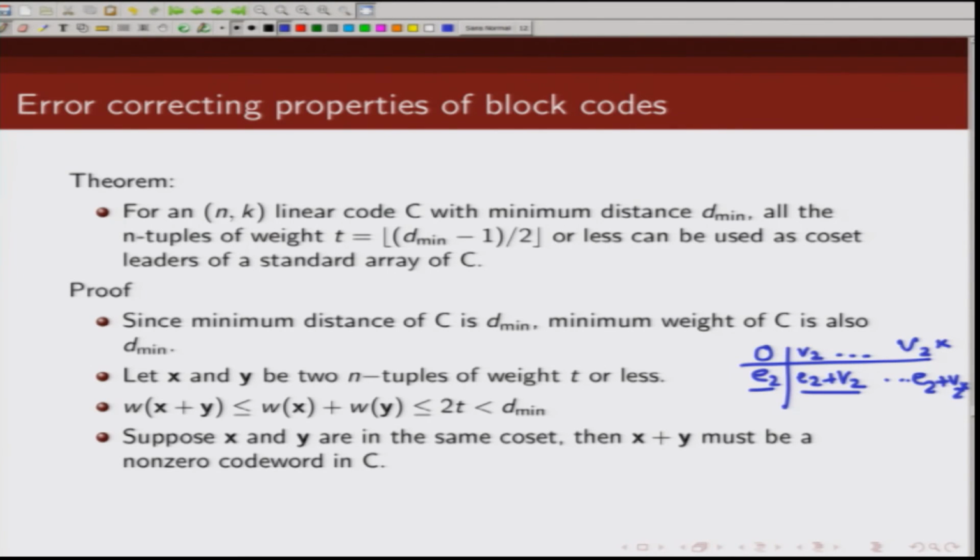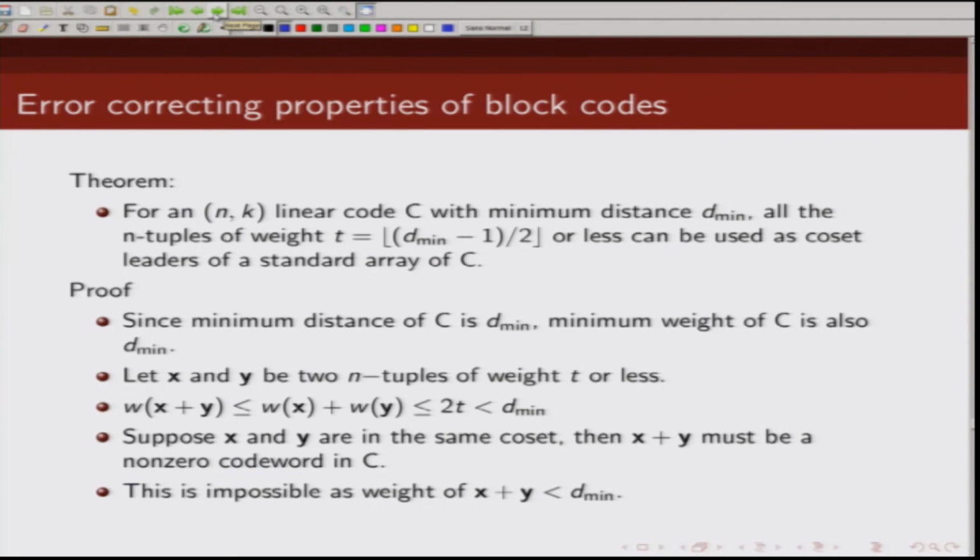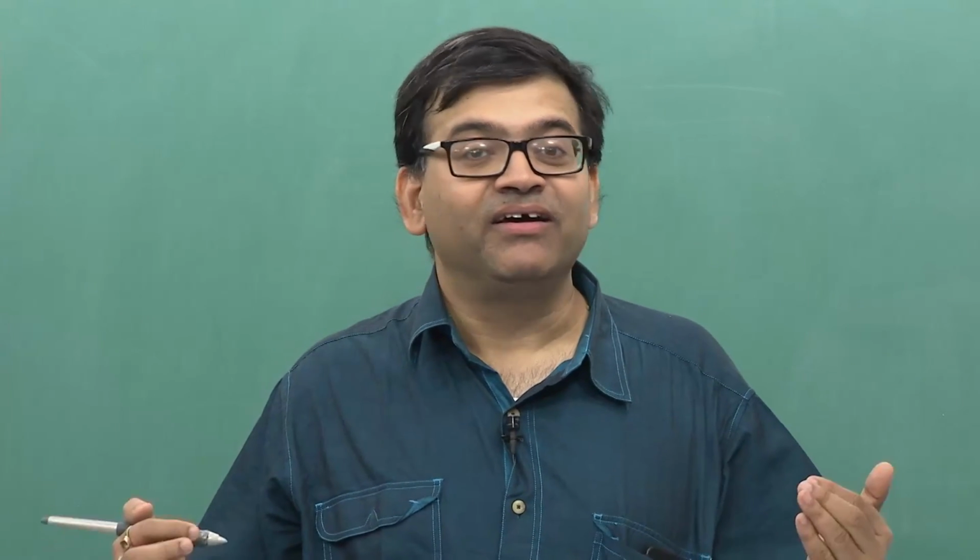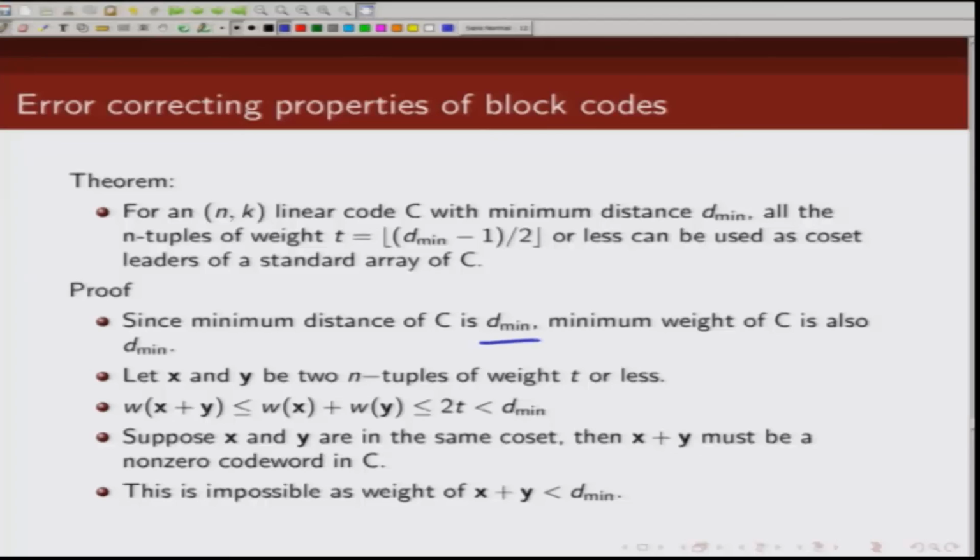So, if we take any two elements in the same coset and we add them up, we are going to get a non-zero code word. So, if x and y are in the same coset, then x plus y must be a code word. This is impossible. Why? If x plus y is a code word, then what is the minimum distance of x plus y?